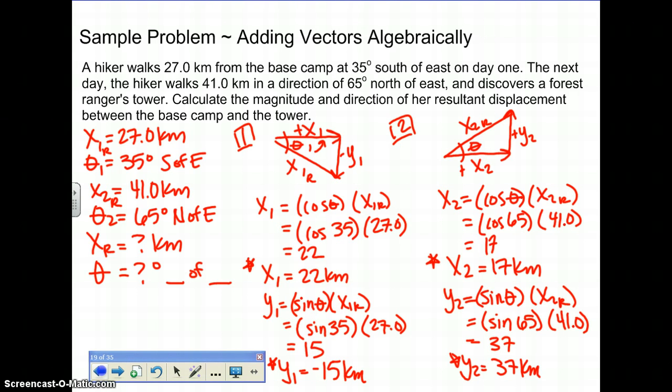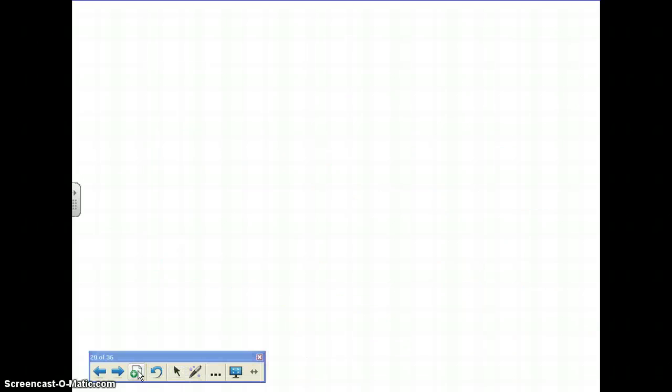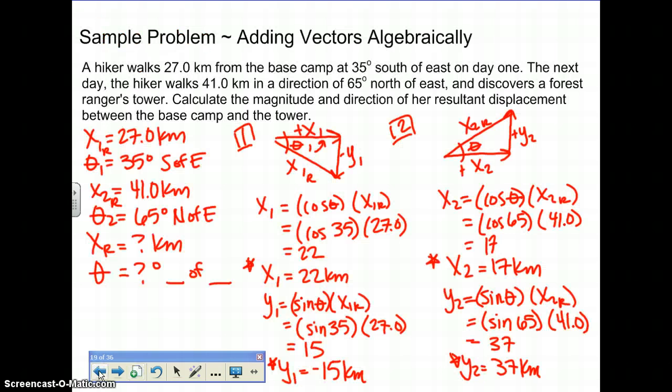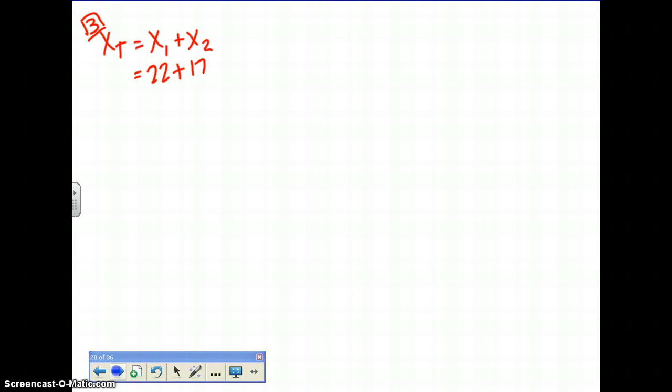All right, so we solved for x1, y1. We solved for x2, y2. Now the next thing that we want to do is get our total into here. So x total is going to equal, this is number 3, x1 plus x2. Whereas your x1 quantity came out to be 22 and your x2 is 17, that comes out to be 39. So x total, although not final, still starred, is 39 kilometers.